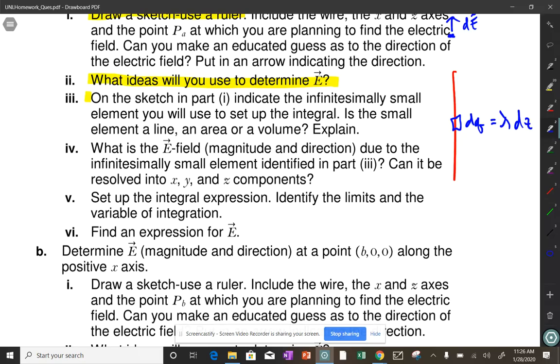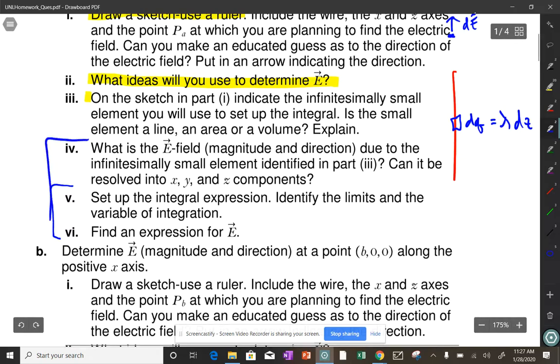So when it says, what is the electric field magnitude and direction due to the infinitesimally small element, it can be resolved into X and Y components, and you should show that on the picture. And then in words, you write, it's all in the positive Z direction because it's away from positive charge. And then the last here, that's the place where math really comes into play. Actually, there's math here too, because here you're setting up what dE is.